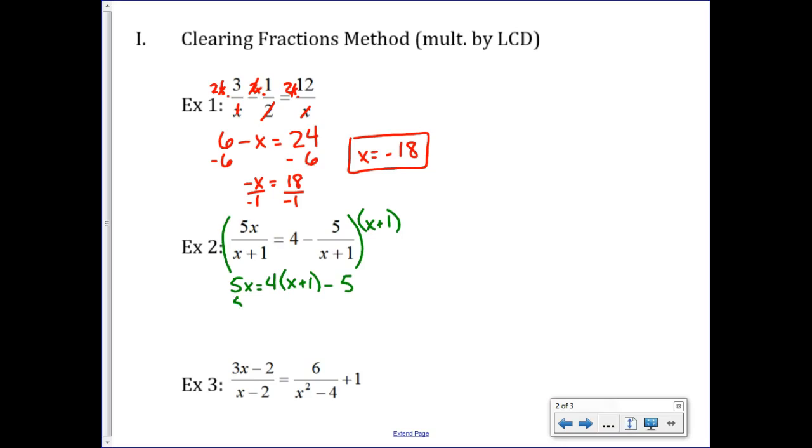So then I'm going to go ahead and multiply out that x plus 1. So 4x plus 4 minus 5. So I get 5x equals 4x minus 1. Subtract 4x from both sides. So x equals -1. Now, always go back and check, can -1 go in there? And it looks like if I plug -1 into the denominator, I would be dividing by 0, which I can't do, so this one is no solution.